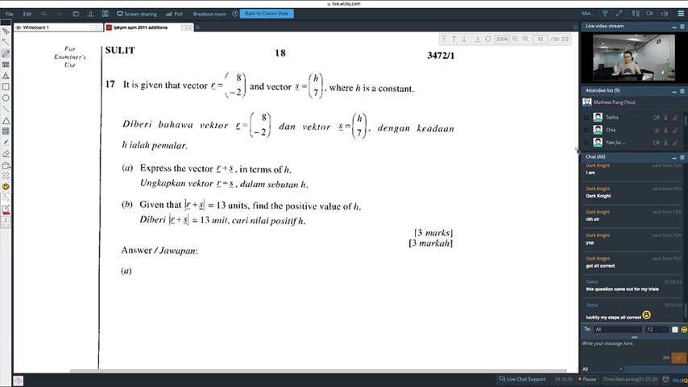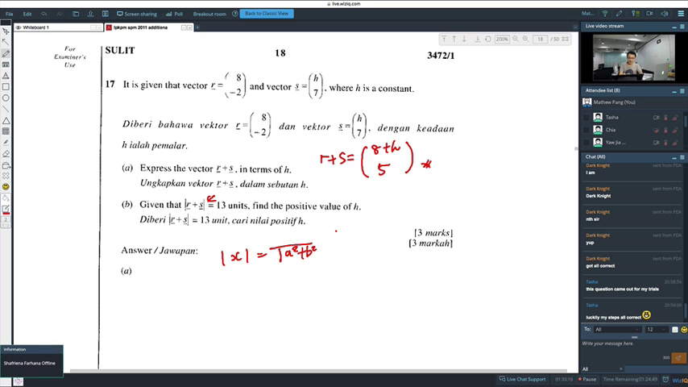Okay, for 17, it gives you R and S. Express the vector R plus S. R plus S means both are added together. 8 is added with h, and negative 2 is added with 7. You get 5. Done. Then he asks you, do you see the modulus here? Modulus in the vector topic means Pythagoras. Modulus of x basically means a squared plus b squared and then square root it. Modulus means the length, the magnitude.